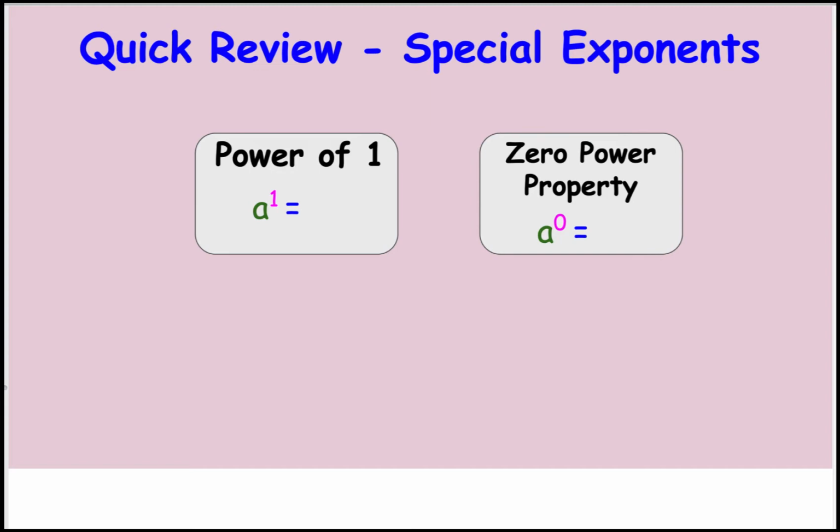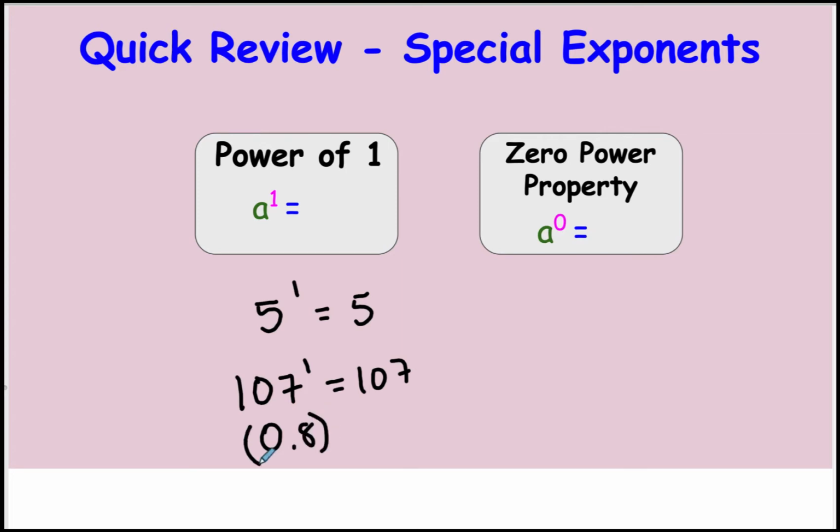So the power of 1. That one is talking about if you have a number or a base, and it doesn't matter what that base is as long as it's a real number, and you raise it to the power of 1, 5 to the first power means you multiply 5 by itself one time, which gives you 5. So if you had 107 to the first power, it would be 107. If you had 0 and 8/10 to the first power, it would be 0 and 8/10. So any number to the power of 1 is always going to be that number.